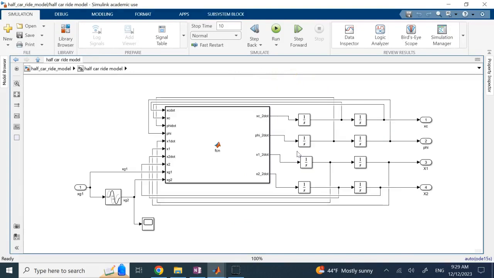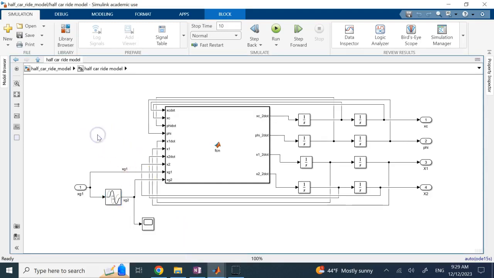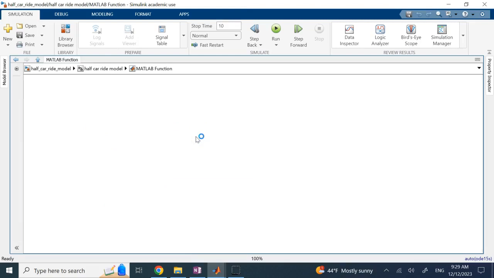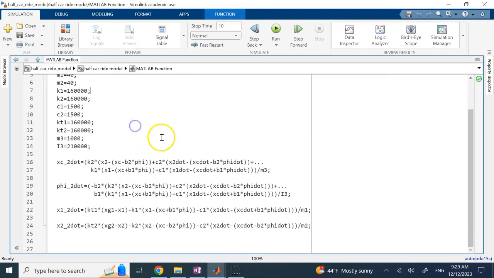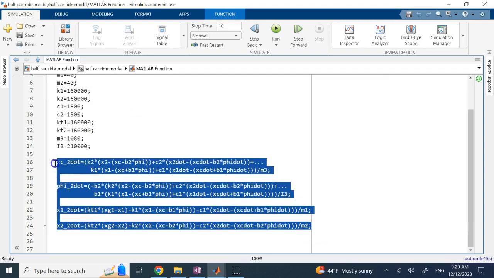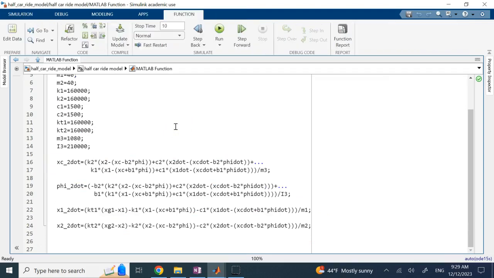And if you go inside my model here, you see xg2 is a delayed version of xg1, where the delay is a plus b, or b1 plus b2 in this case, which is 2.6 divided by v. And these are, if you go inside my MATLAB function block, you see all the parameters are over there, as well as the differential equations. So these are the parameters, and these are those four basically differential equations that I derived.